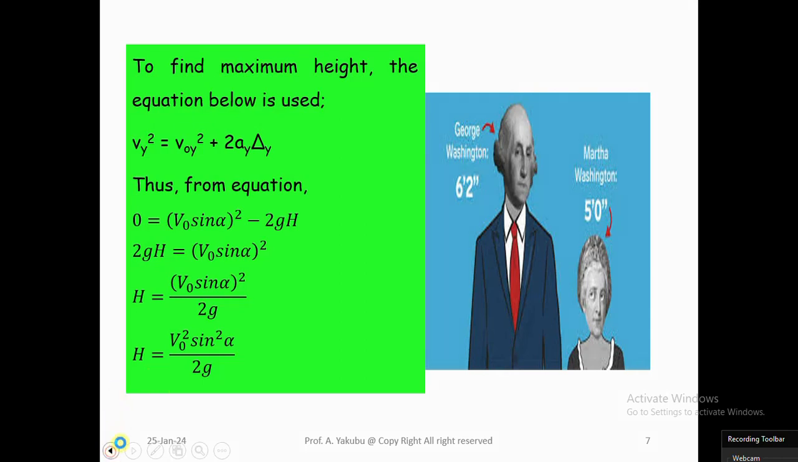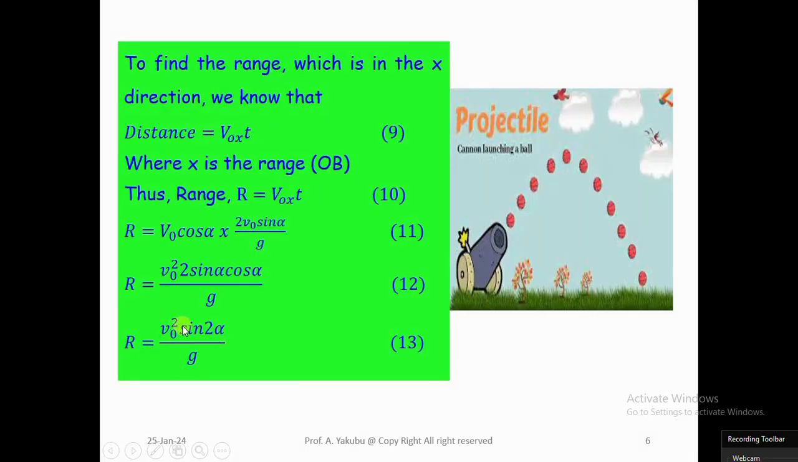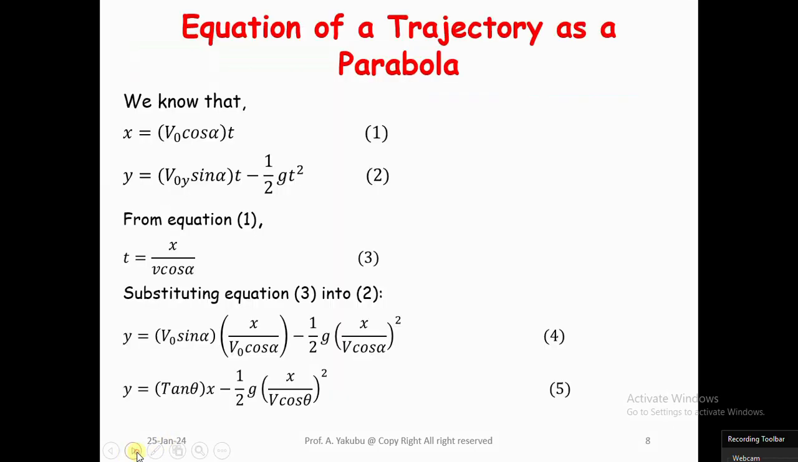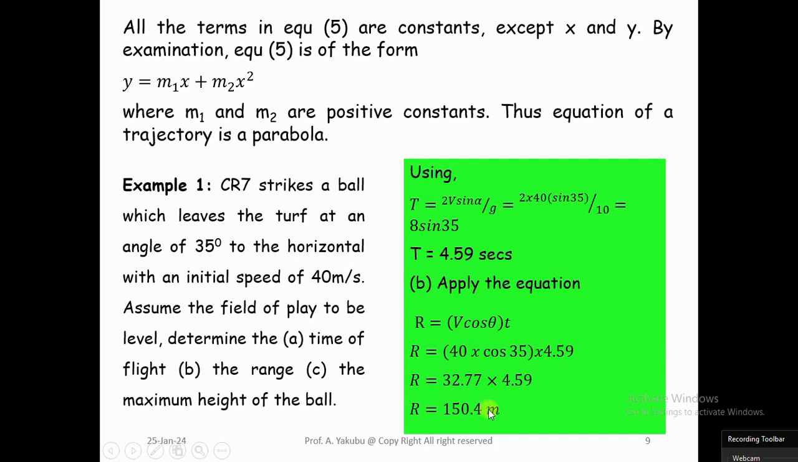This equation for range: R equals V naught squared sine alpha over g. If you apply that equation, you can also arrive at the same answer of 150.4 meters.